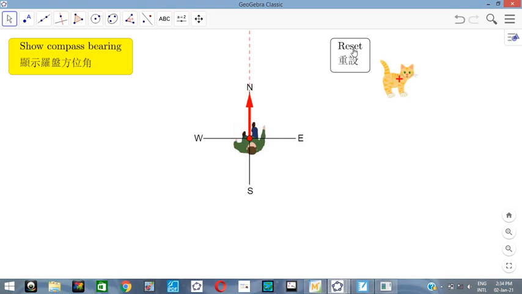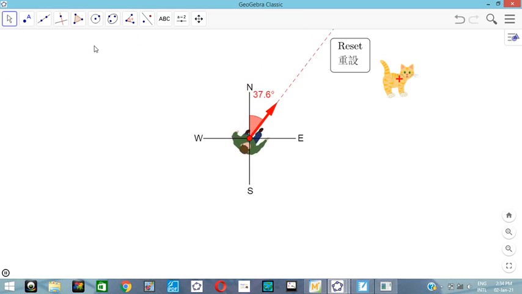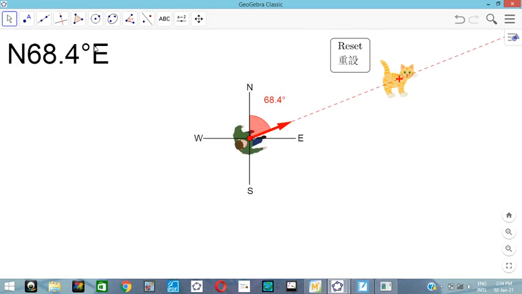So if I reset it, this man is moving to this cart. So it's facing north. So this is northeast direction. So it's going to face north, then turn 68.4 degrees east. So take note of this.